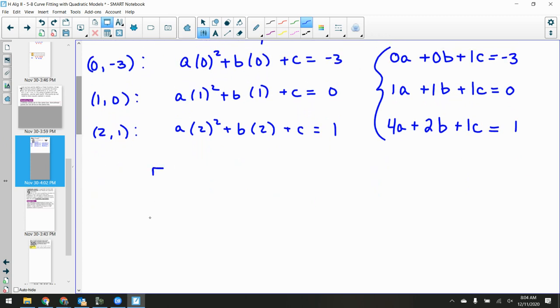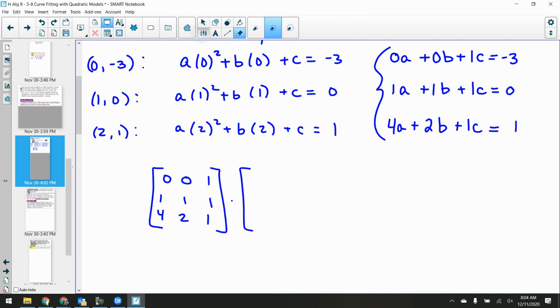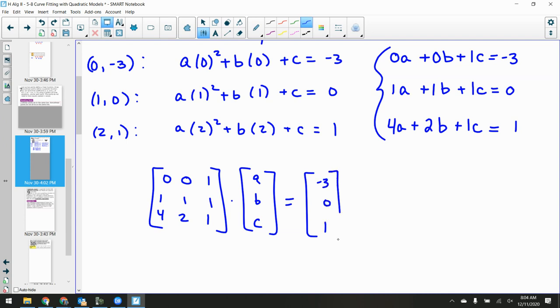What does that mean? I'm going to take my coefficient matrix, 0, 0, 1. This is why I left the zeros and the ones there. 1, 1, 1. 4, 2, 1. I'm going to multiply it by now x, y, and z. Actually, no, a, b, and c, excuse me, because my 3 unknowns are a, b, and c. And set it equal to negative 3, 0, 1.